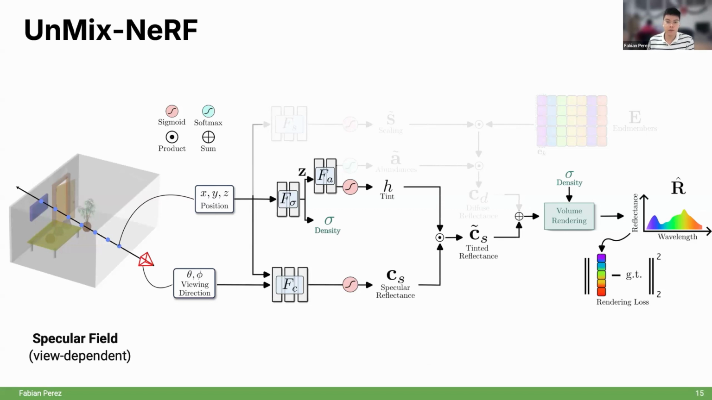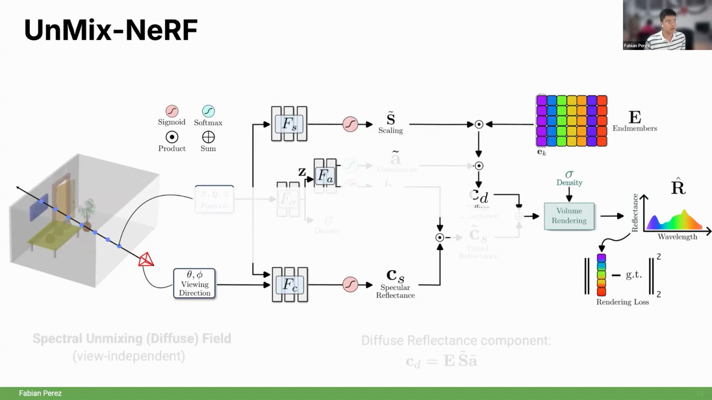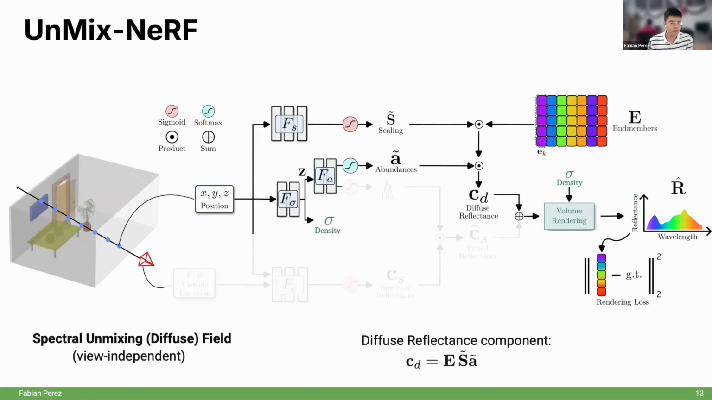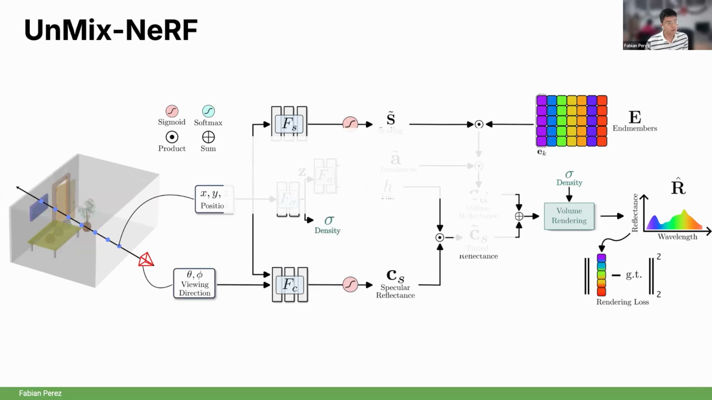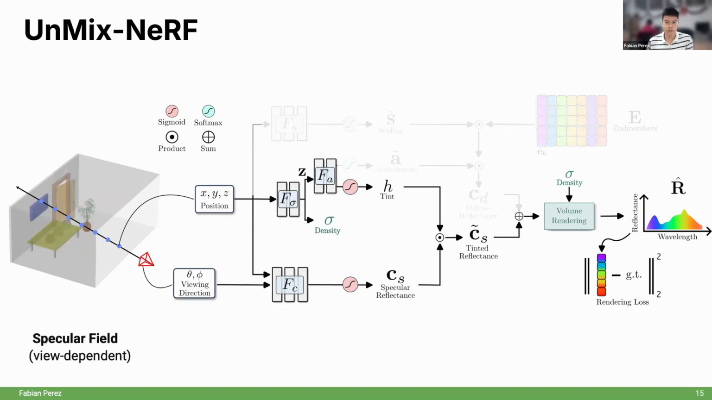Now let's focus on the view-dependent specular field. The previous one was view-independent: the materials in a scene don't depend on where you are viewing. So the view-dependent component is separated from the materials. From the position and the viewing direction, we obtain a specular reflectance.